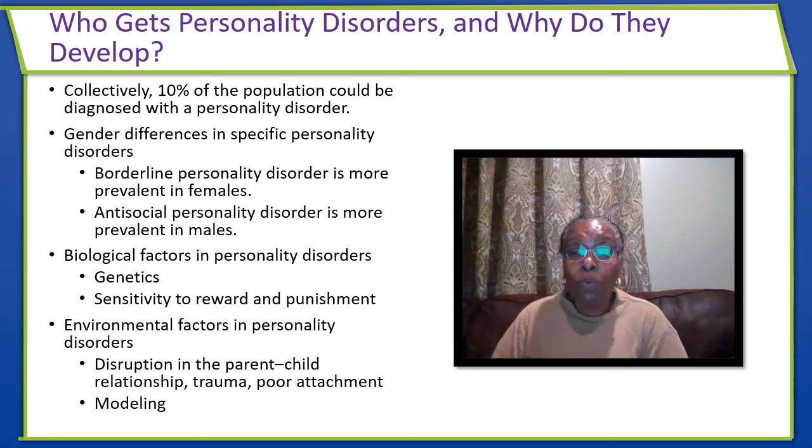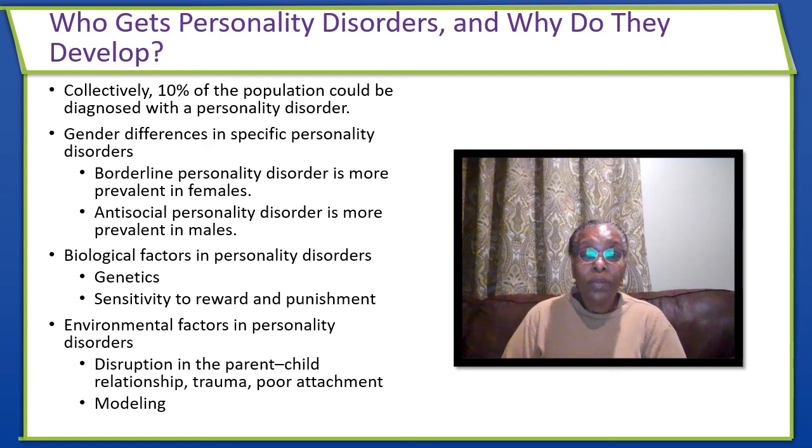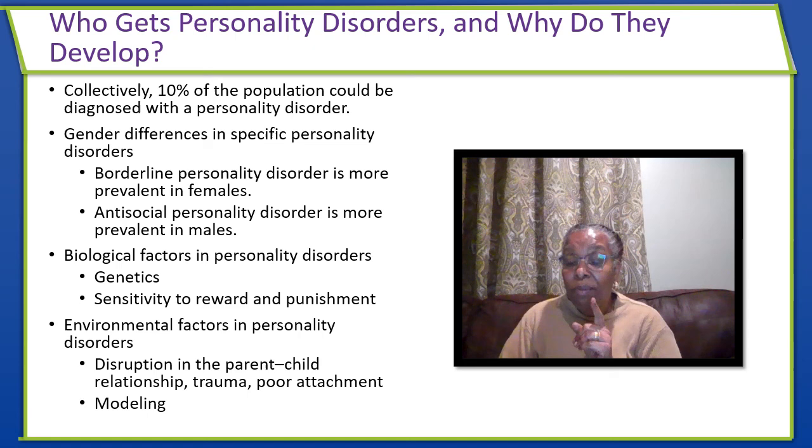Why do people develop personality disorders in the first place? Approximately 10% of the population can be diagnosed with a personality disorder. There are differences, particularly with borderline personality disorder. We find that more females have been diagnosed with the disorder, but don't think men can't be diagnosed, because I did have a patient with borderline personality disorder. So it can be both, but the prevalence is higher for females than males. On the flip side, antisocial personality disorder has been found more prevalent in males. But again, females can be diagnosed with antisocial personality as well.